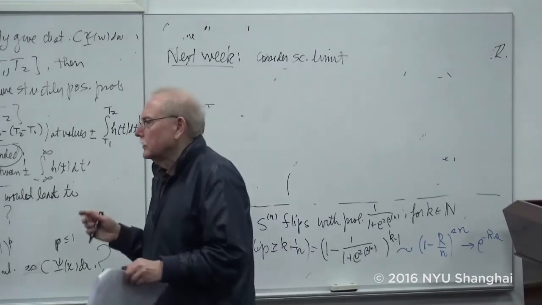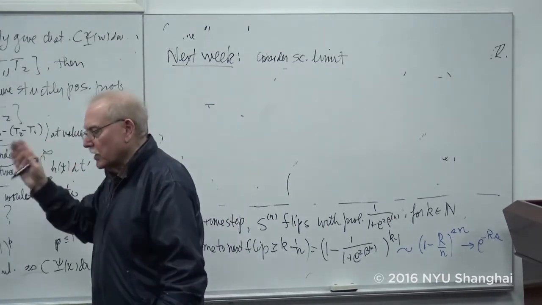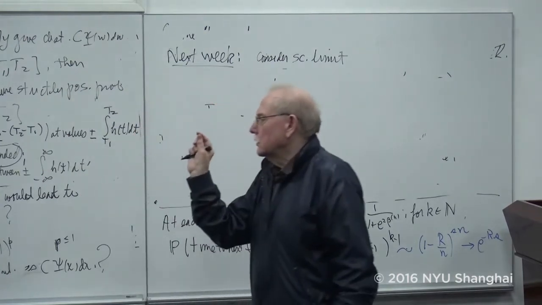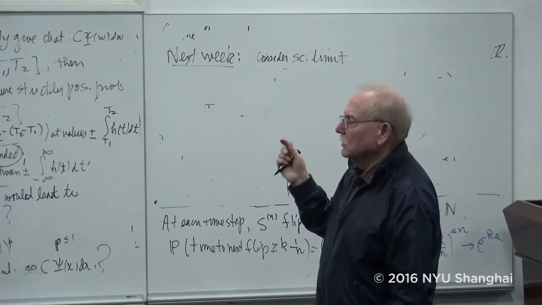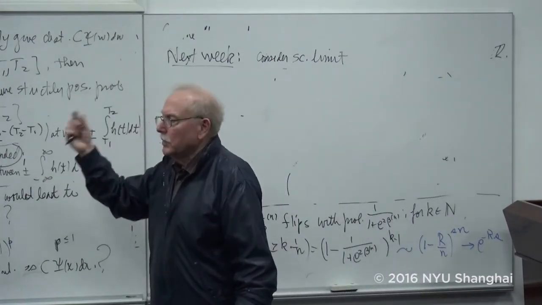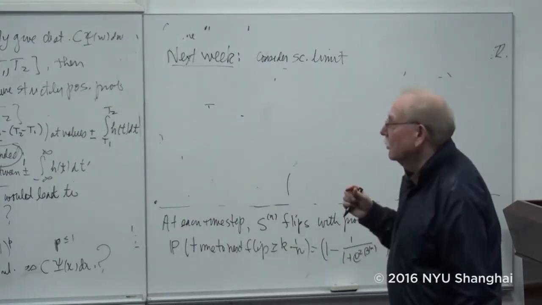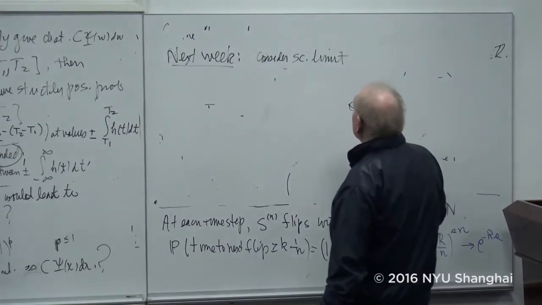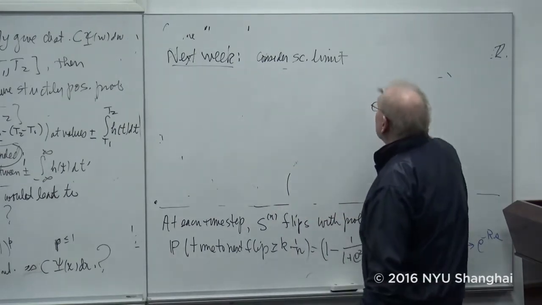In the more general context, where the indices would come not necessarily from a one-dimensional set but two- or three-dimensional, the spacing between nearest neighbor indices is called the lattice spacing. And here, the lattice spacing began as 1, we replaced it by 1 over n, and we took that to 0. That kind of situation is called a scaling, an example of a scaling limit. So we will talk about that next week.